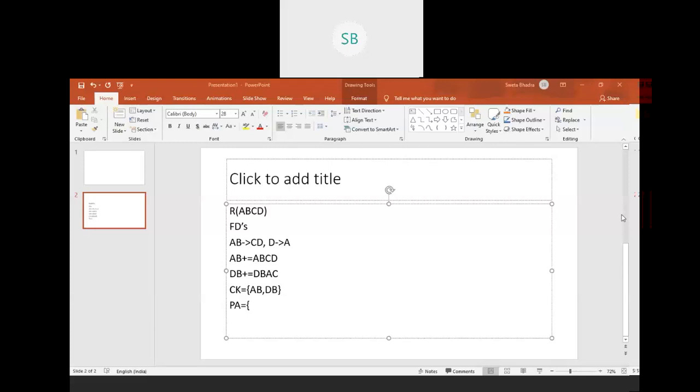So how do we find the candidate key? Yeah, I'm repeating. Here you see we are given a relation. This will be given in the question itself. We have a relation R and the attributes are A, B, C, D. We have the functional dependencies that AB determines CD and D determines A. Now we have to find the candidate key.